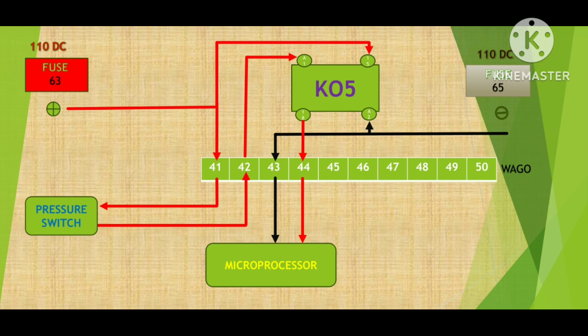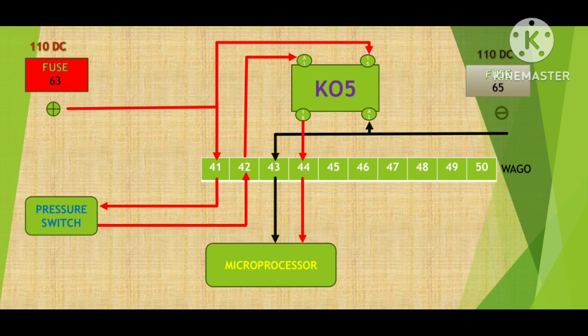First of all, this power supply starts from 63 and 65 glass fuses. There will be 110 DC positive at 63 glass fuse and 110 DC negative at 65 glass fuse. First, let us know where the 110 DC positive supply goes at 63 glass fuse.